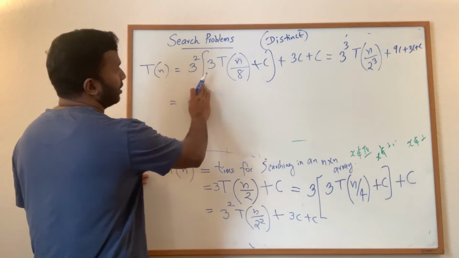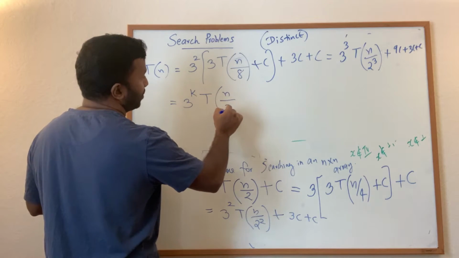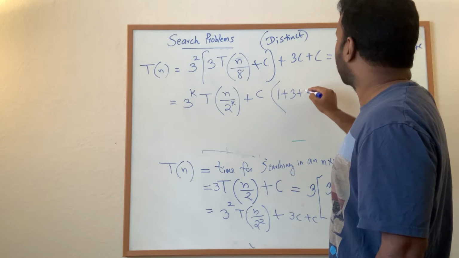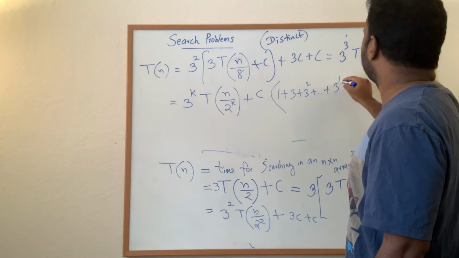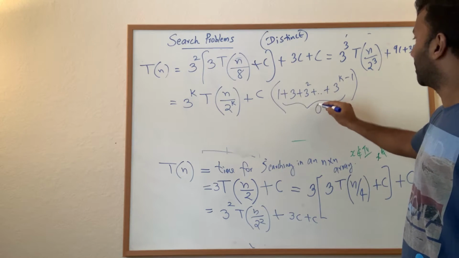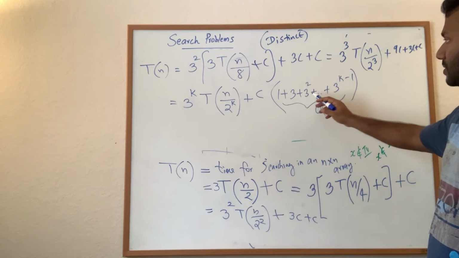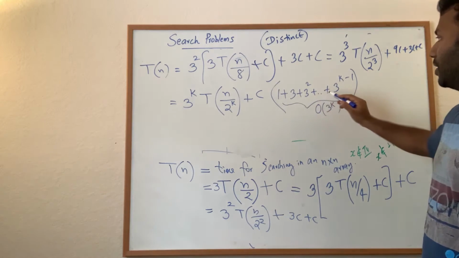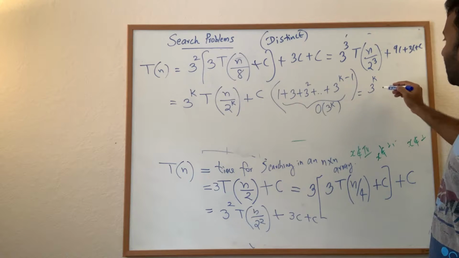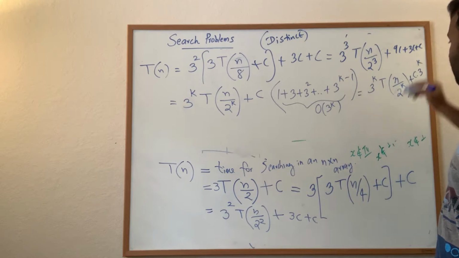So it looks like we can continue to 3 to the k times T of n divided by 2 to the k, plus the c I can take outside, 1 plus 3 square plus up to 3 raised to k minus 1. And this whole thing I can write as big O of 3 raised to k, right? So basically it's a geometric series with terms increasing, so we can bound the whole thing by roughly the last term. Okay? So I can write it as 3 to the k times T of n by 2 to the k, plus c times 3 to the k.